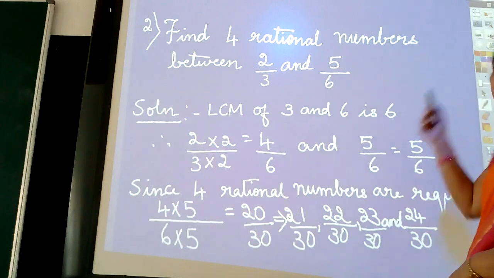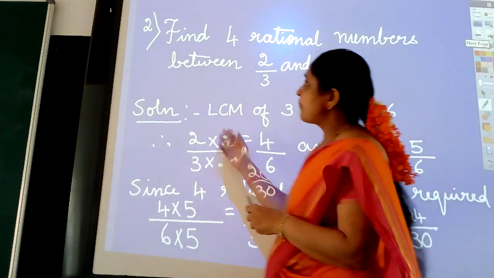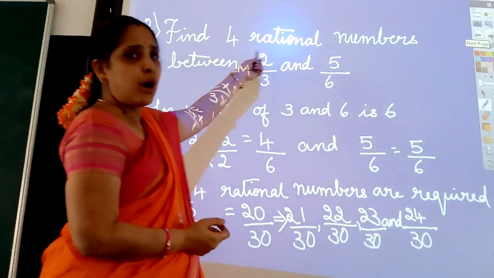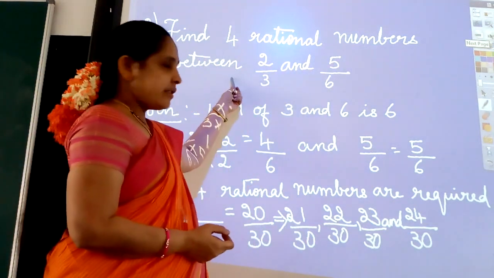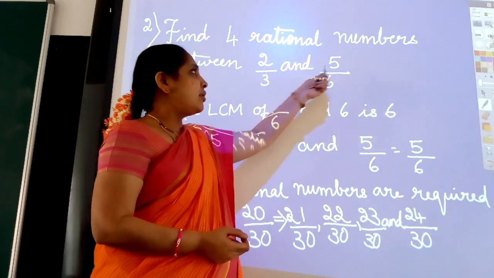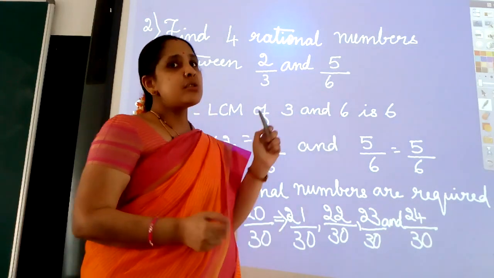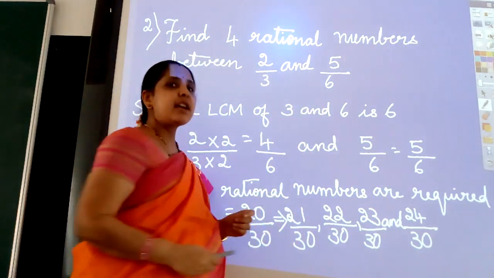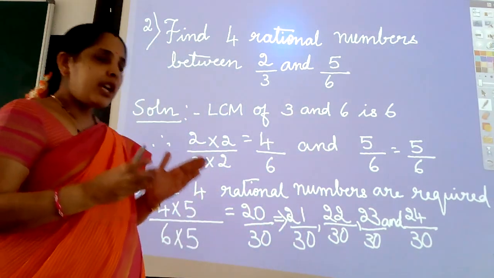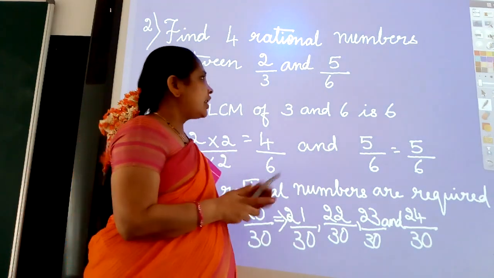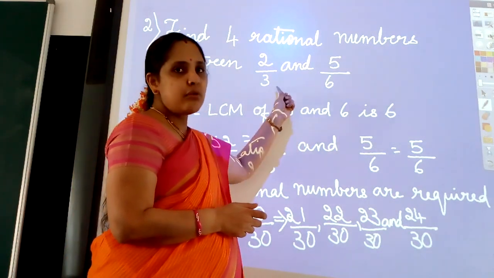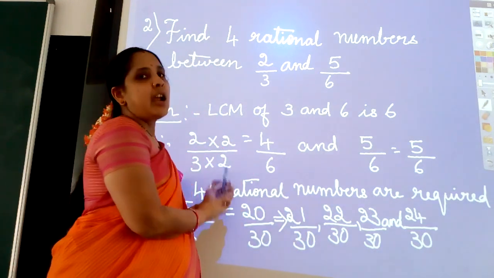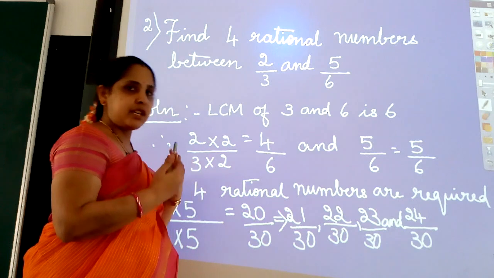Now, let me consider one more example, dear students. Here the example is: find 4 rational numbers between 2 by 3 and 5 by 6. If you observe here, the denominators of the two rational numbers are different. So we have to find a way in which we can compare these two rational numbers, so that we can have a common denominator to compare and do the further operation.